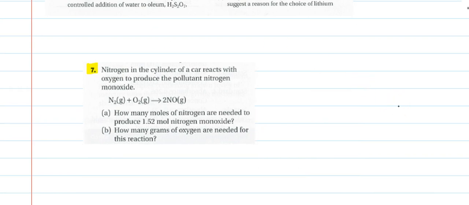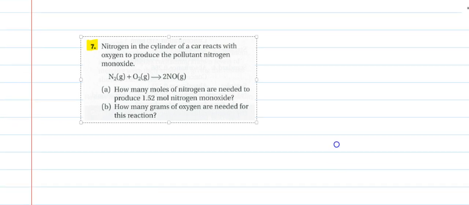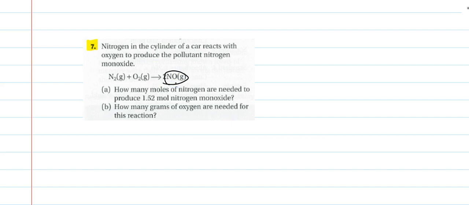So this question is asking us firstly, how many moles of nitrogen are needed to produce 1.52 moles of another substance, nitrogen monoxide, and then how many grams of oxygen are needed for this reaction. So what are they saying? They've given us, in terms of number of moles of nitrogen monoxide, 1.52 moles is what we need, okay? And they're asking us to work out how many moles of nitrogen we need to produce this many moles of nitrogen monoxide, okay?